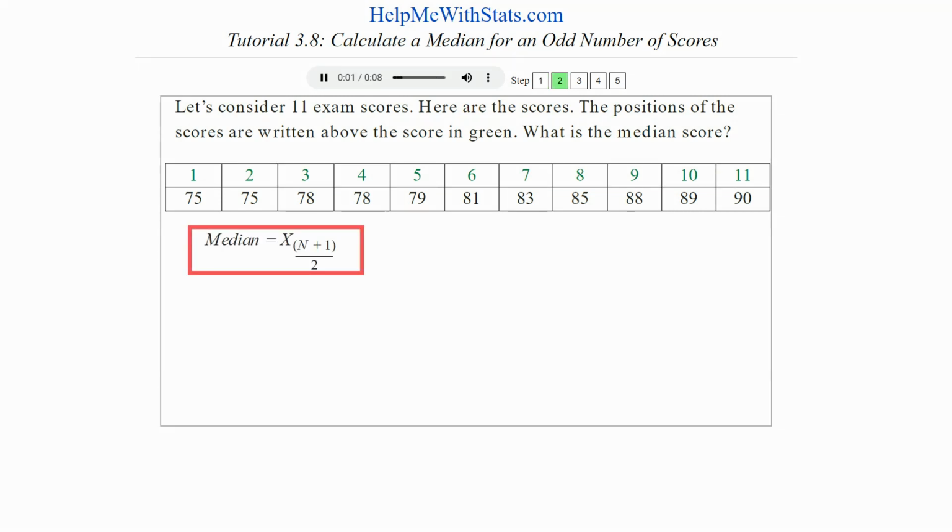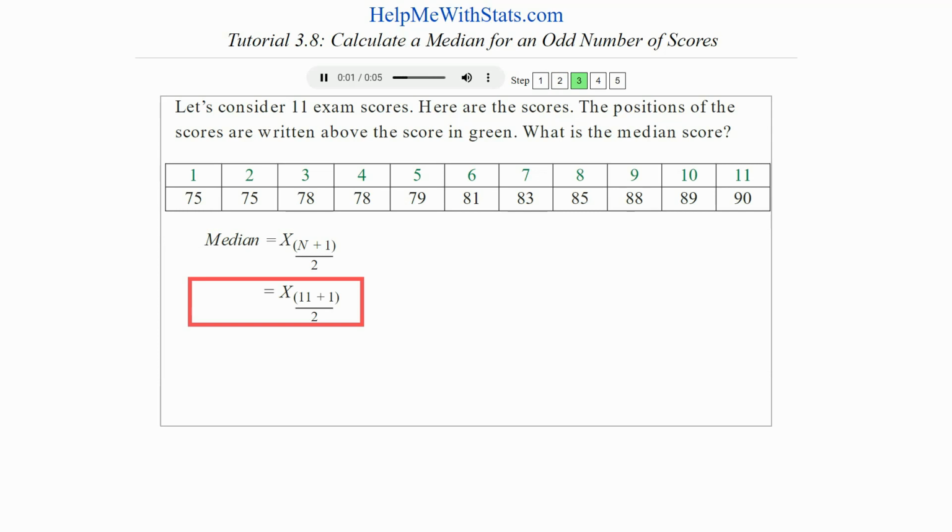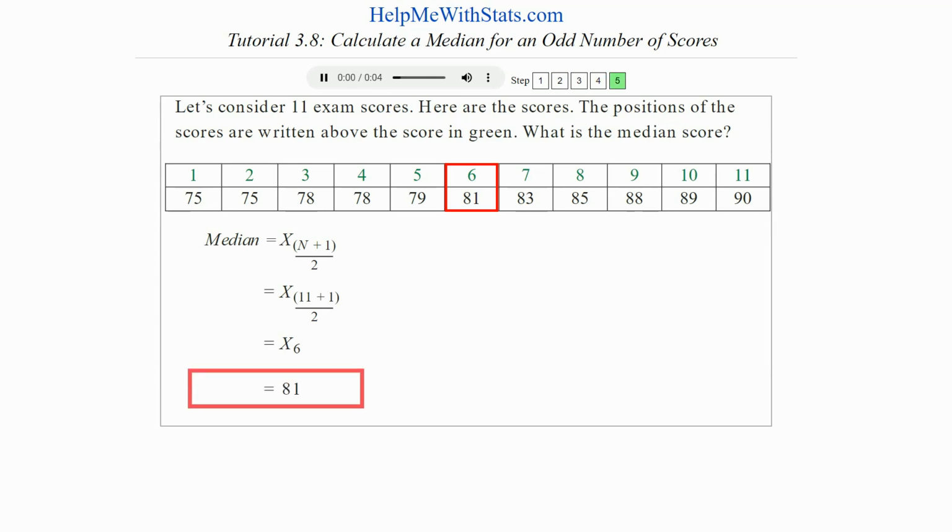Let's start with the general formula. The median is the score in position (n + 1) / 2. Since n is 11, let's substitute n for the number of scores. (11 + 1) / 2 is 6. The median is exam score 6, which is 81.